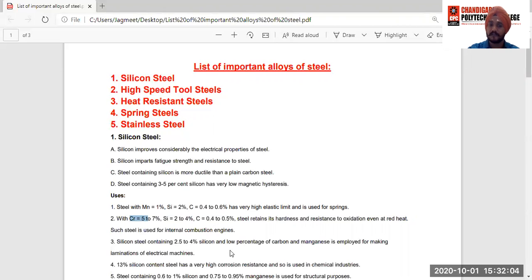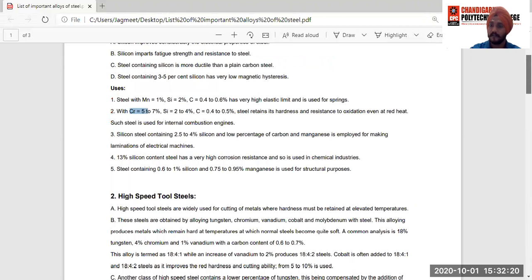Next is silicon steel containing 2.5 to 4% silicon, a low percentage of carbon, and manganese, which is employed for making laminations of electrical machines. So this is another application in which we can change the proportion of different elements and use it for different applications. Steel with 30% silicon content has very high corrosion resistance and is used in the chemical industry. In the chemical industry, the risk of corrosion is high, so steel with 30% silicon is used for making corrosion-free boiler shells.